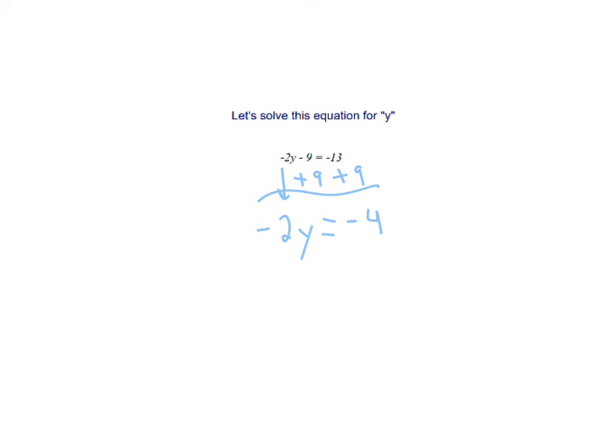And so this negative 2y is multiplication. So we're going to do that by dividing, which is the inverse of multiplication. Divided by negative 2. Negative divided by negative, we learned that earlier in this year, and that is a positive 2.